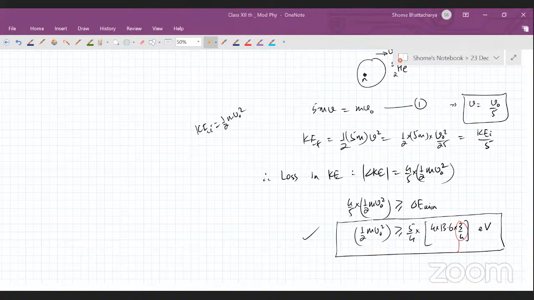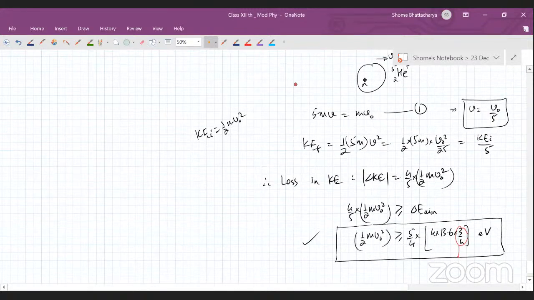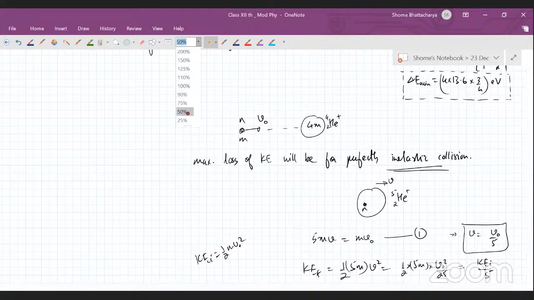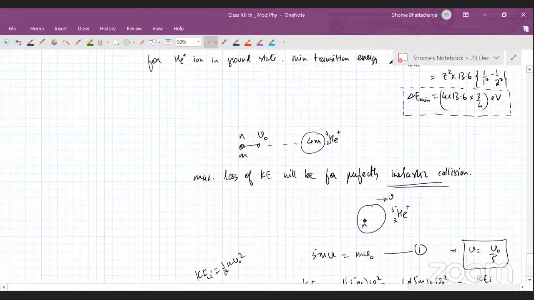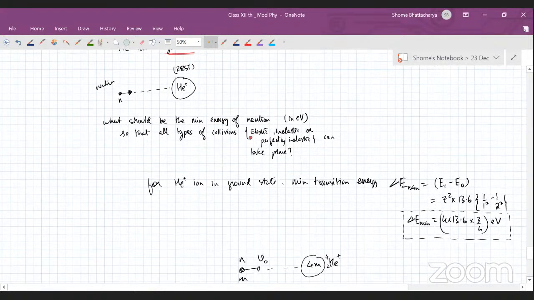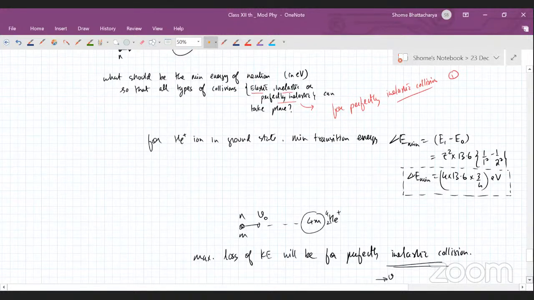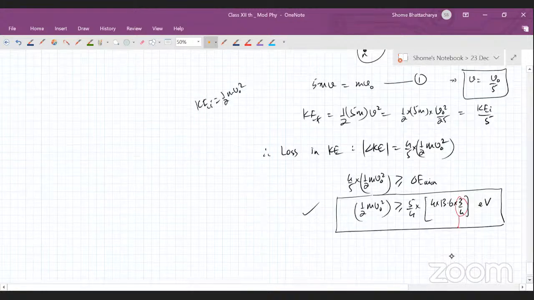Let's go over the question once more. Let's try to understand. This condition that we have found out is for one of the three things. It said all types of collision. This is for perfectly inelastic collision. We have this first condition that we have got. But what for partially inelastic? We want partially inelastic.